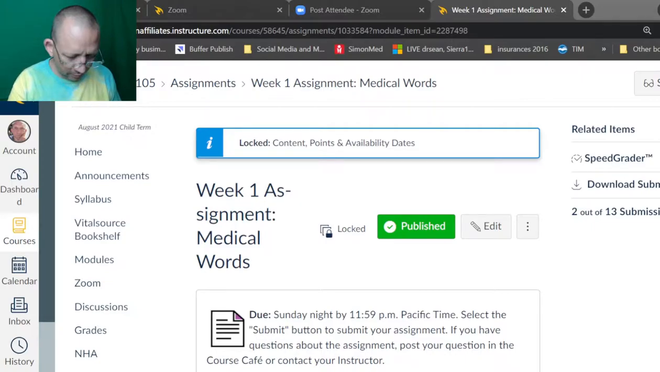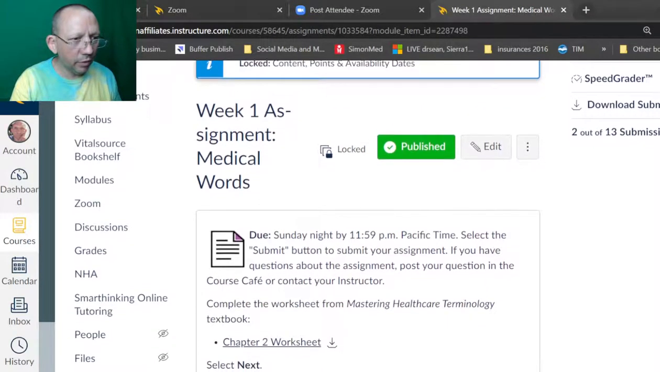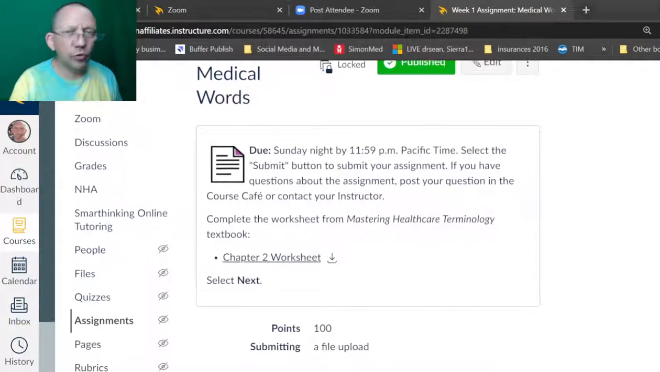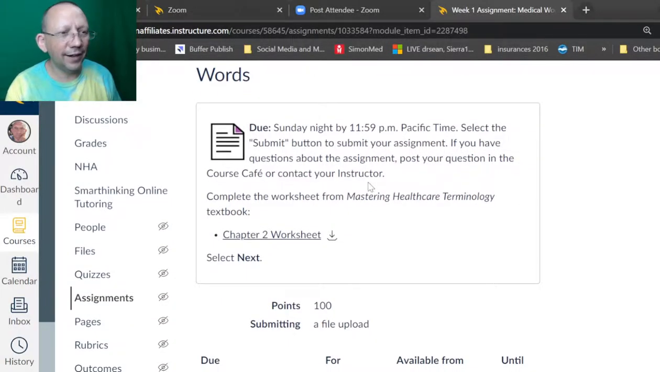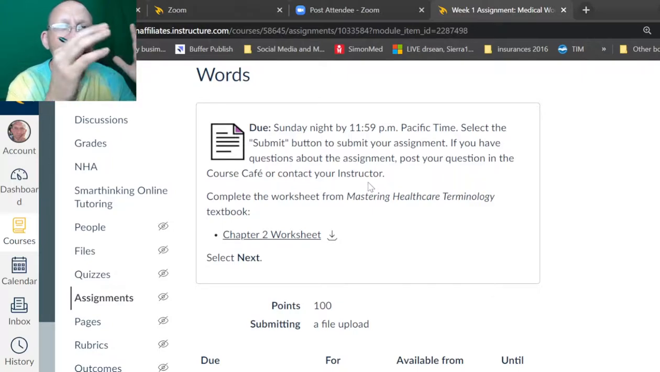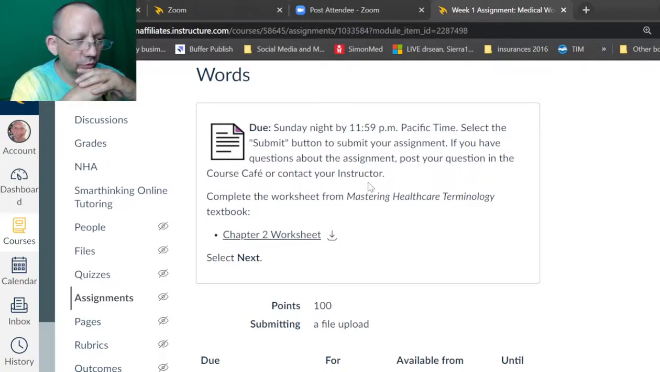Looks like for some reason it's been locked. I'm going to move it up. And this is what we've got. So it's due Sunday night by 11:59 p.m., so it's midnight that night. But try to get it in earlier because sometimes those things goof up. Select the submit button, submit your assignment.